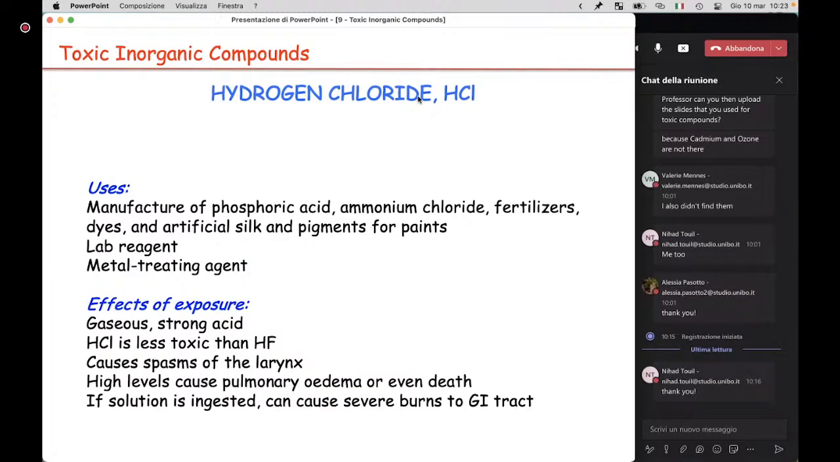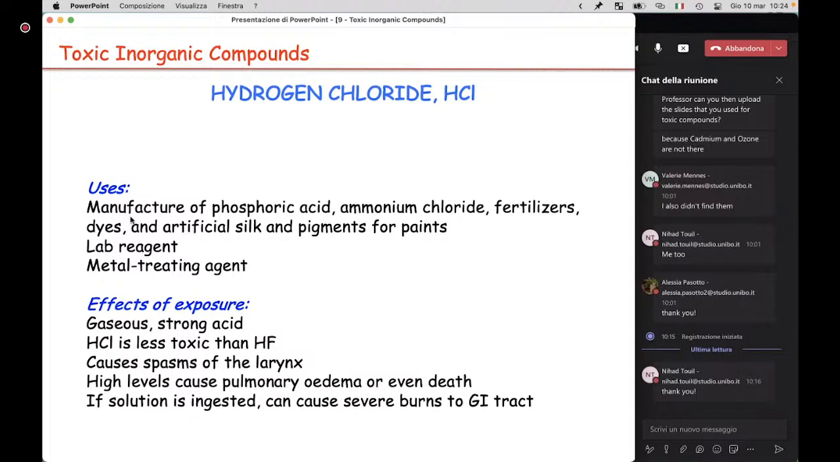Very similar to hydrogen fluoride is hydrogen chloride, or hydrochloric acid. Hydrochloric acid is used in the manufacturing of important compounds, since phosphoric acid and ammonium chloride are produced from hydrogen chloride, and both are used to produce fertilizers. And fertilizers are among the most important chemicals all over the world, because agriculture nowadays is practically totally dependent on fertilizer to obtain high yields of crops. So it is a very important industry all over the world.